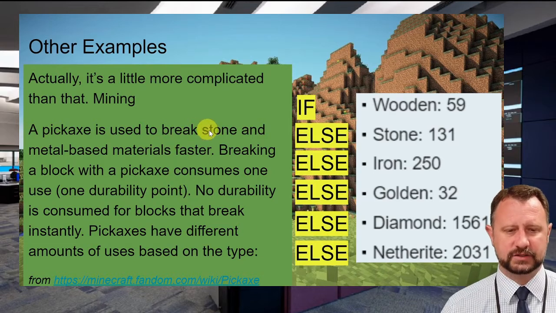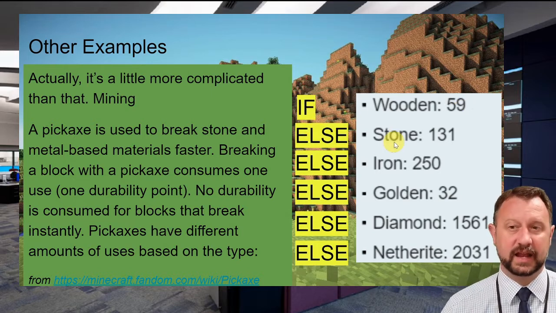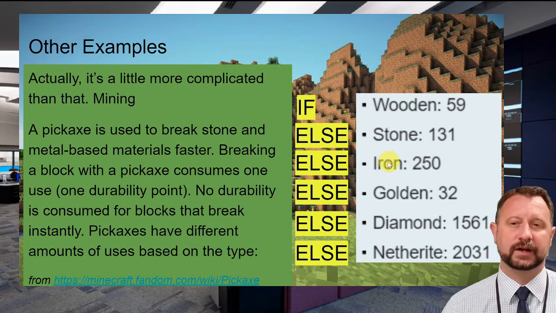This pickaxe is used to break stone and metal-based materials faster. Breaking a block with a pickaxe consumes 1 use, 1 durability point. So if you are using a wooden pickaxe, then you get only 59 of those, okay? So the pickaxe is going to start going down. But else, if it's not wooden and it's stone, then you would get 131 uses. But if it's not wooden or stone, that means else it's iron. Iron, you can get 250 blocks out of an iron pickaxe.